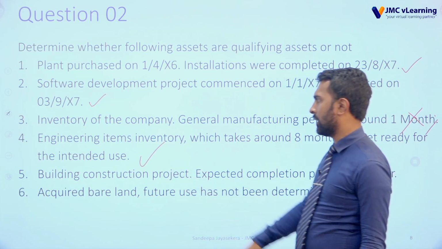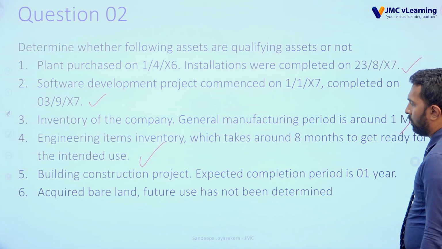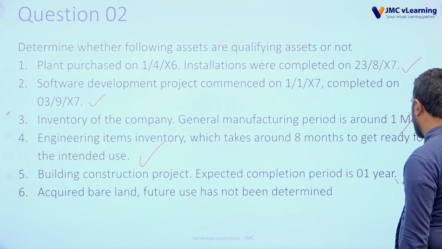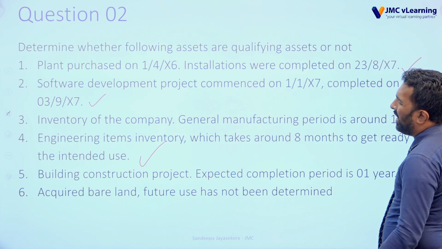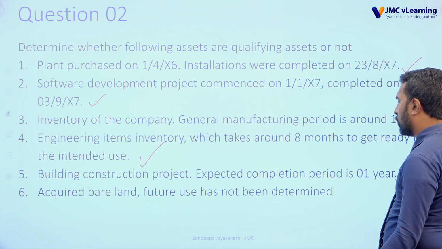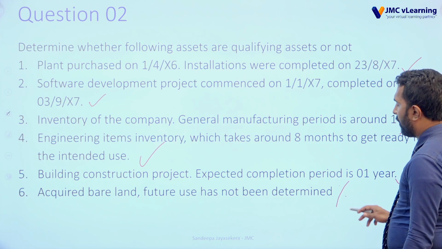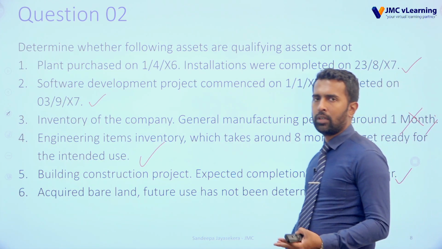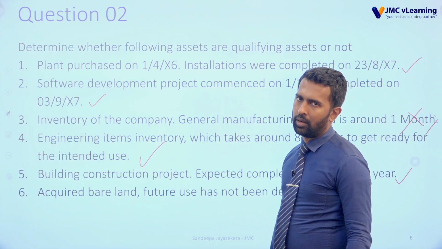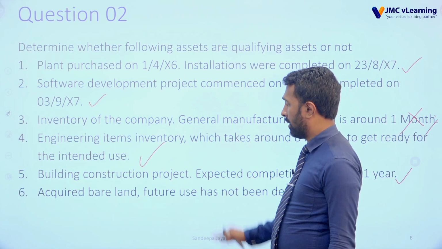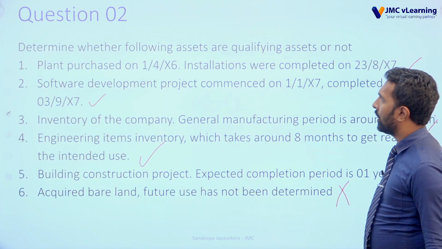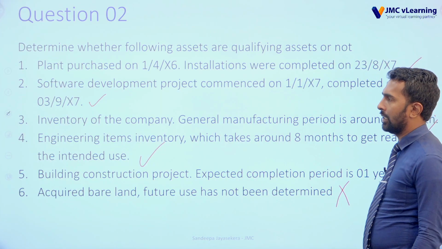Yes, 8 months. Building construction project, expected completion period is 1 year. Yes, more than 6 months now. Yes. Acquired bare land, future use has not been determined. If you haven't determined the future use, then you can't take it. You only look at the period until it gets ready for your future use. Right. So these items you can consider as qualifying assets.